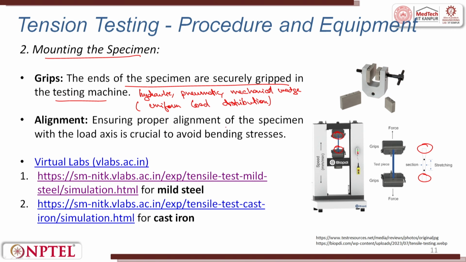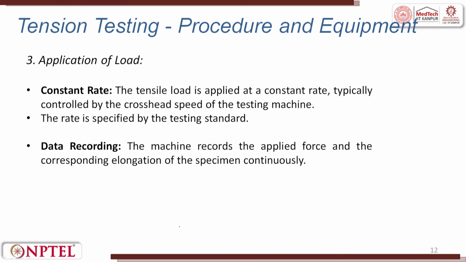Ensuring proper alignment of the specimen with the load axis is crucial to avoid bending stresses. I will show you the virtual laboratory experiment simulation for mild steel and cast iron after the procedure. Next step is application of load. Constant rate: tensile load is applied at a constant rate, typically controlled by the crosshead speed of the testing machine. Slowly, there is a nut and bolt mechanism. The machine is applying load slowly.